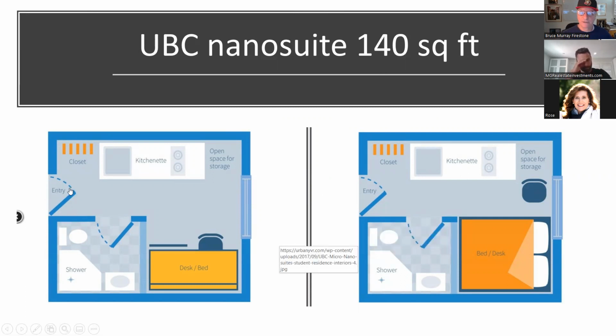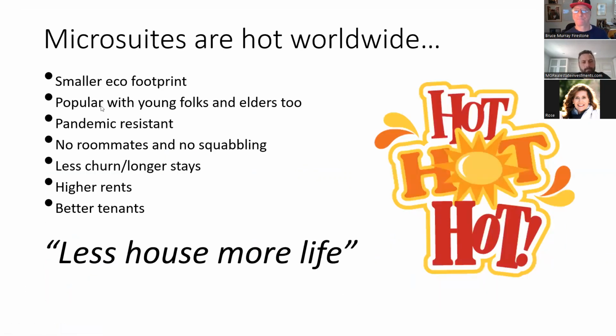studio apartments. You enter here, there's a closet here, a kitchenette here, open space for storage. They've got a full bathroom here with a shower, and they've got a desk that turns into a bed, and a bed that turns into a desk. And it works, and they're really popular. And again, the students prefer this to, say, 2 to a room. They'll pay more for it at university, or mom and dad will pay more for it probably. And there you go.